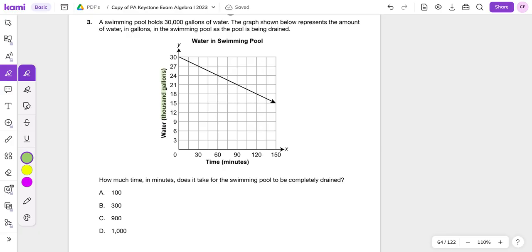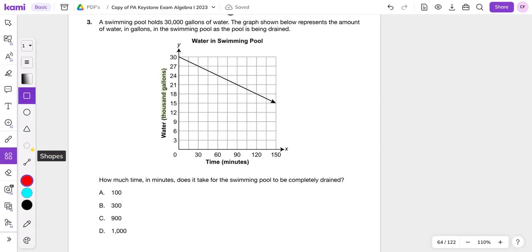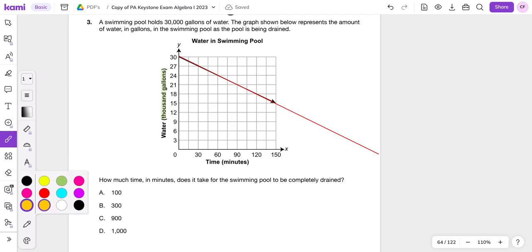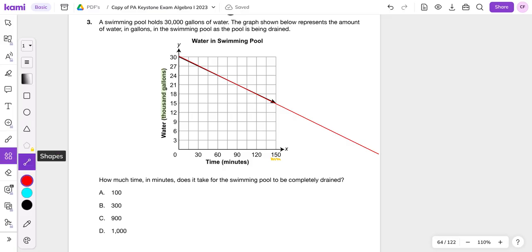Our job is to again find how much time in minutes does it take for the swimming pool to be completely drained. One strategy we could do is extend this line further. We are looking when it is 0, which would be somewhere over here. Notice it is about double the distance that we had on our original graph, which stopped at 150. If you had no idea what to do, one test-taking strategy would be to figure that out, and our best option would be option B here of 300.